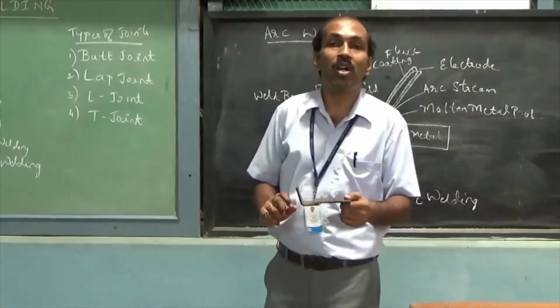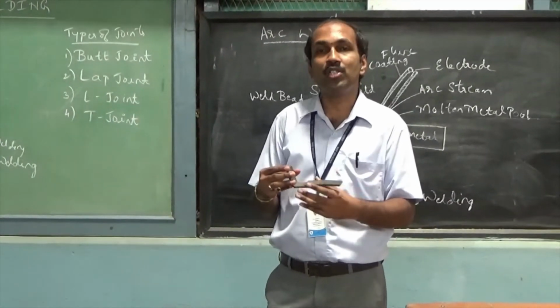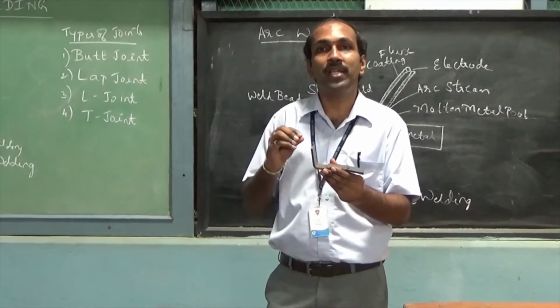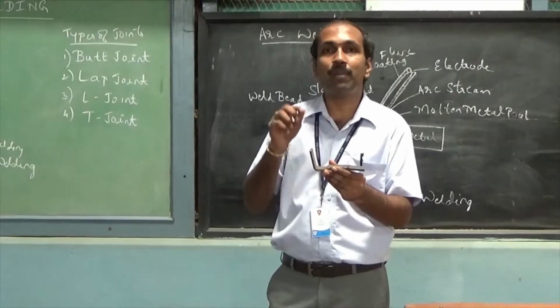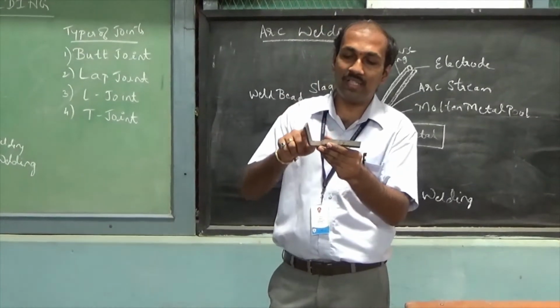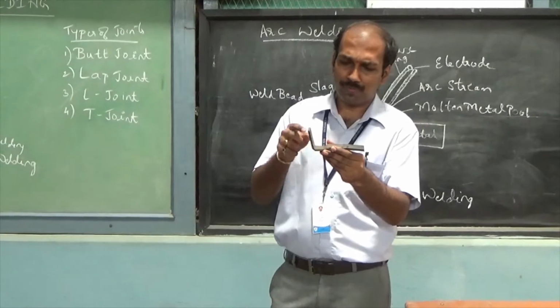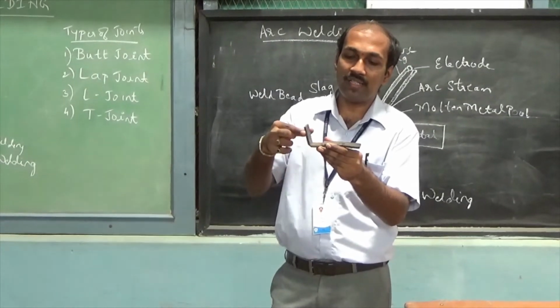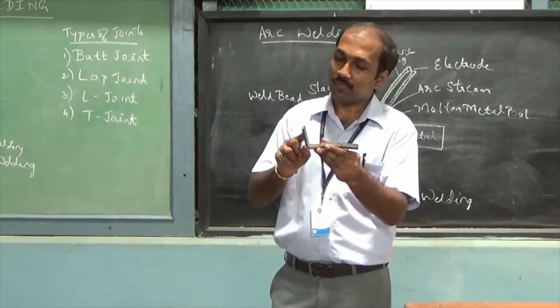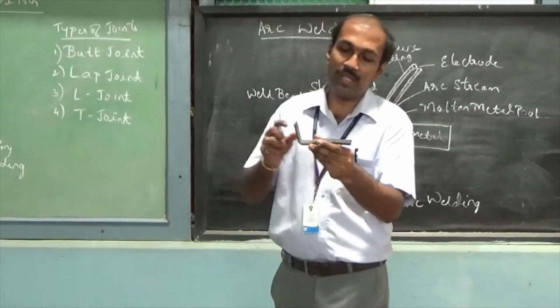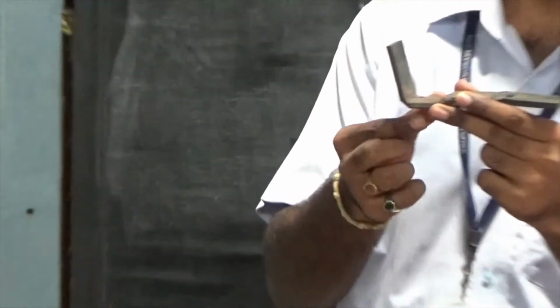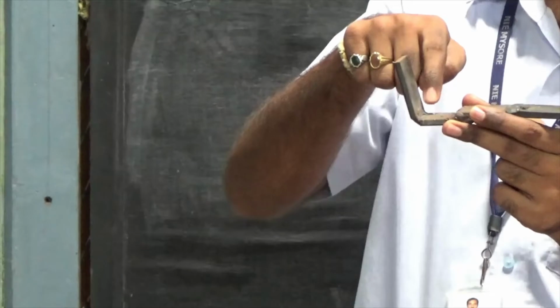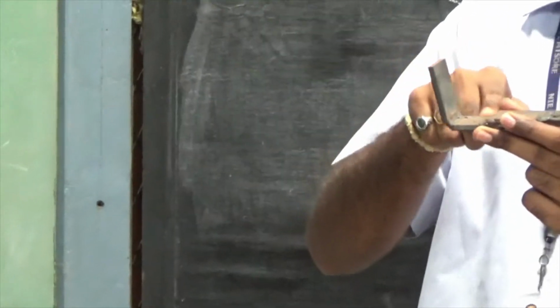Then finally, the L joint or T joint is called the corner joint. So what is an L joint or T joint? Here the workpieces are joined by placing them perpendicular to each other. You can see this was the L shape. In the corner joint, the workpiece is placed at the corner of the other workpieces and the welding operation is performed in order to obtain the L joint.